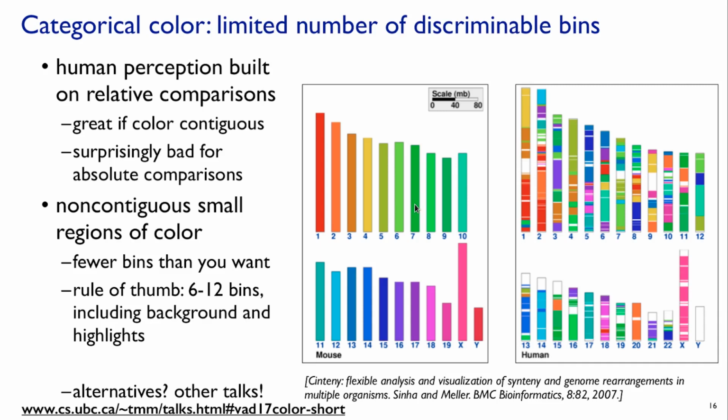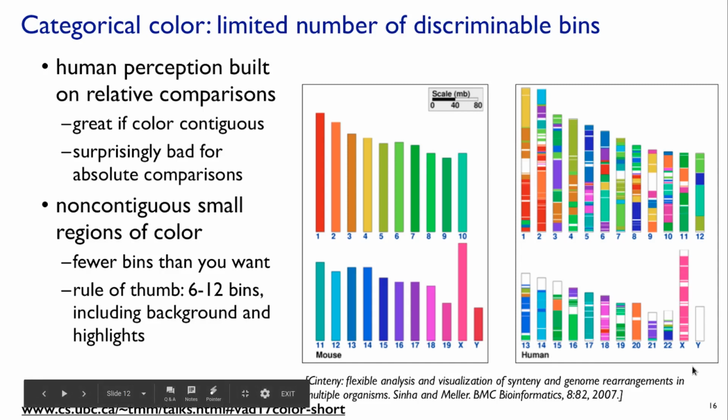But if I can't tell the difference between the 7 color and the 9 color in this view, how am I supposed to read this view over here? This is an actual scientific paper that was published in 2007.